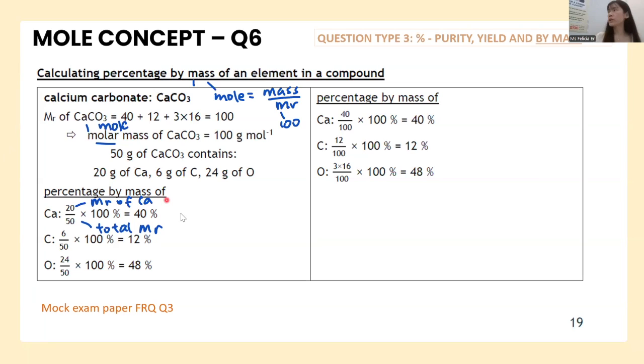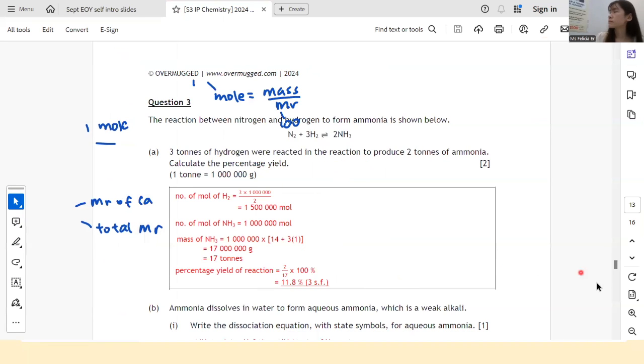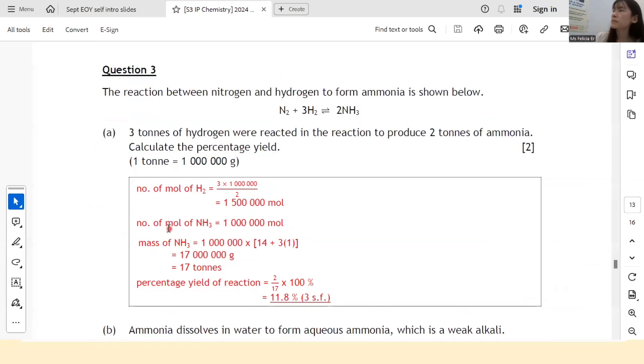Okay, so moving on to the mock exam paper, let's take a look at how we apply this percentage by mass kind of question. FRQ means free response question number 3. So can you flip to your mock exam paper, free response question number 3. Okay, so this is the answer. Yep, the answer is 11.8%. You managed to get it correct?